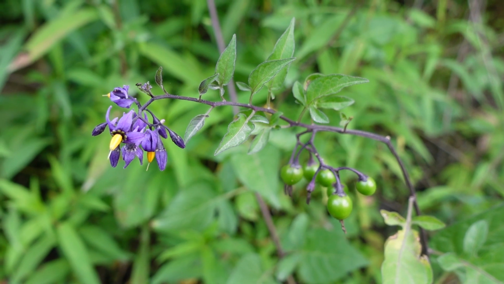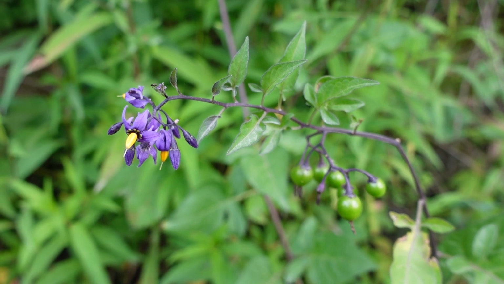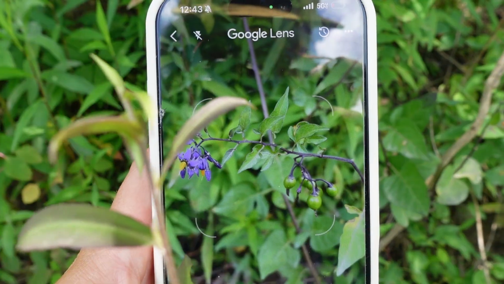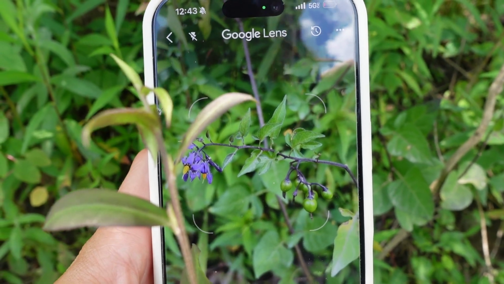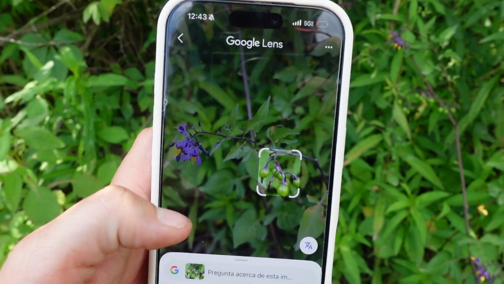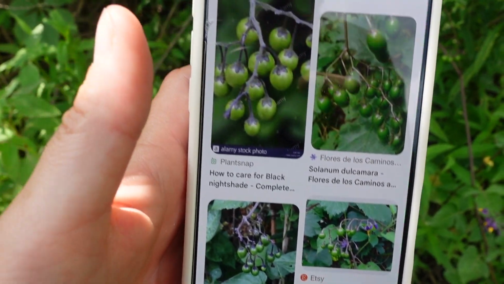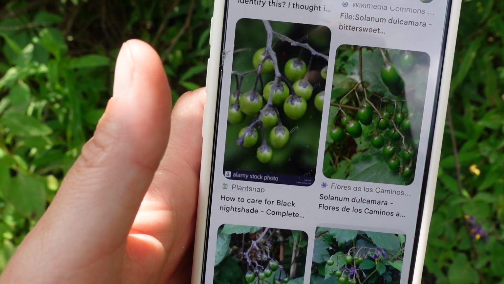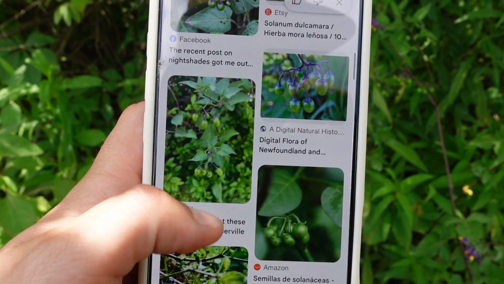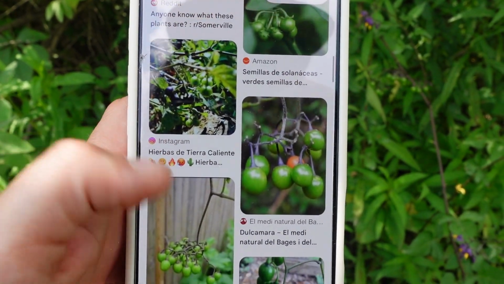I'm curious to identify this plant. I'm taking a picture of this plant. Let's see what the internet says. This is nightshade. I think nightshade is poisonous.